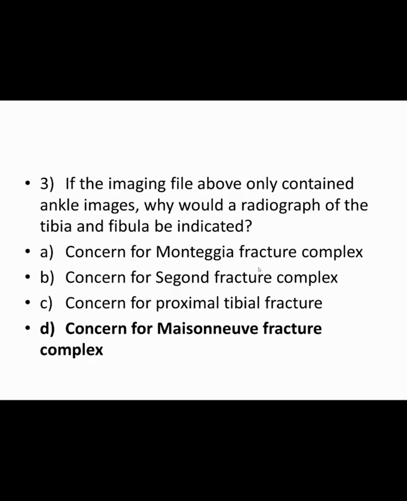If the imaging file that you were provided only contained ankle images, why would a radiograph of the tibia and fibula be indicated? As we discussed before, we would be concerned for an associated proximal fibular fracture, also known as the Maisonneuve fracture complex. So we know that C is wrong because the concern is not for a proximal tibial fracture, and a Monteggia fracture is the eponym for a fracture of the proximal ulna with associated dislocation of the radial head. And lastly, a Segond fracture is a type of avulsion fracture of the lateral tibial plateau.